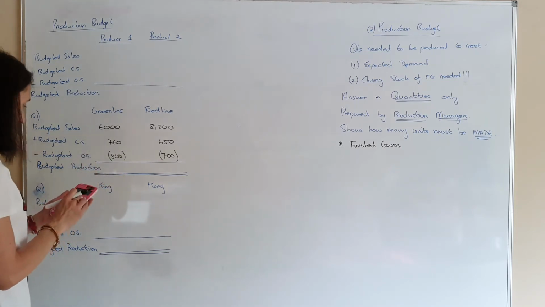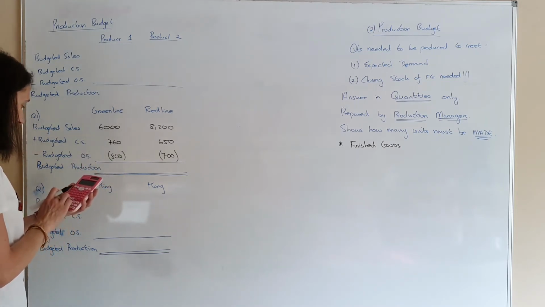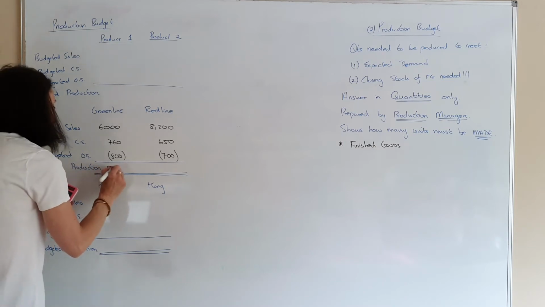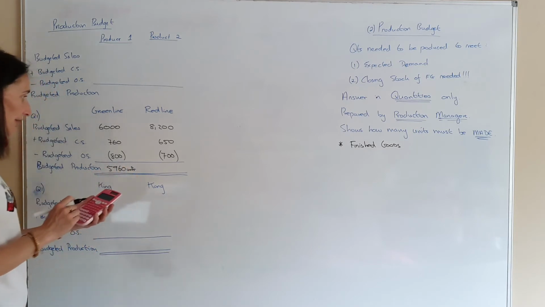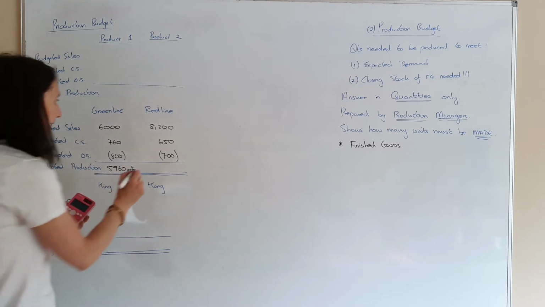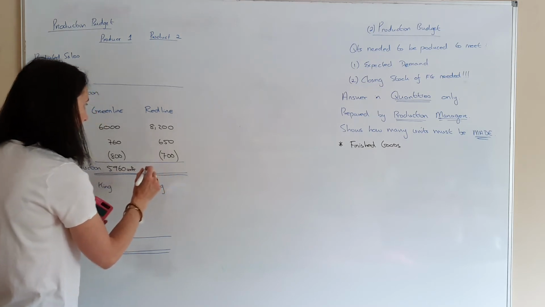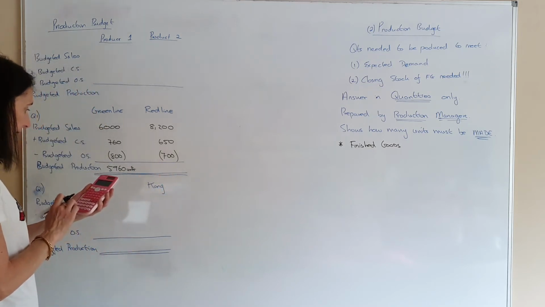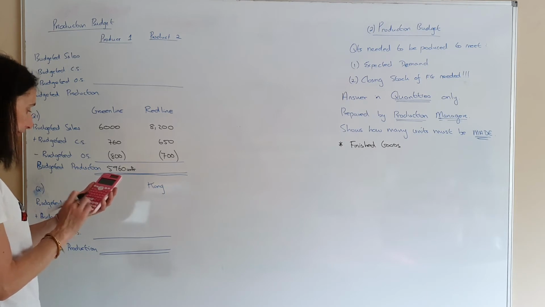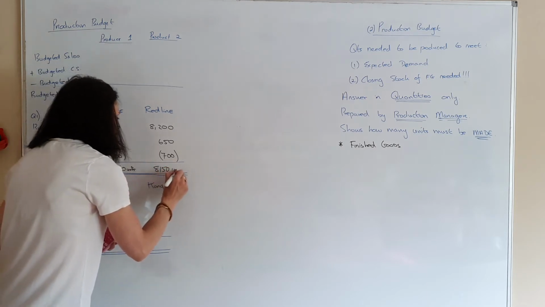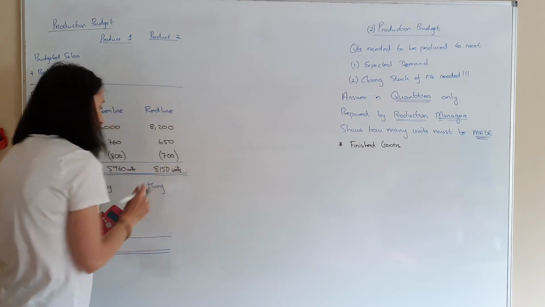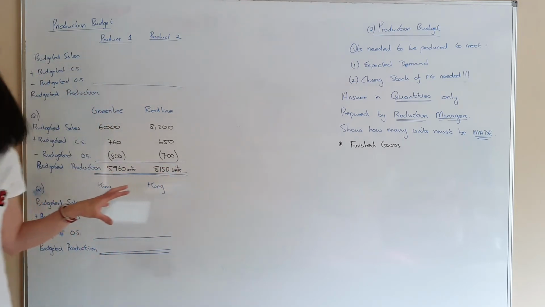So 5,000, sorry, I'm just going to make sure. Okay, 5,960, I'm just going to write this in here, units. That's how many units you want to make. And for Red Lane, 8,800, isn't it? Sorry, 8,150 units. Okay, so that's how many you're going to make.